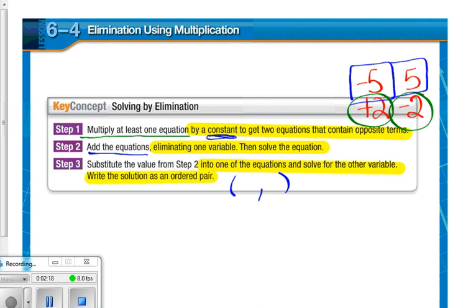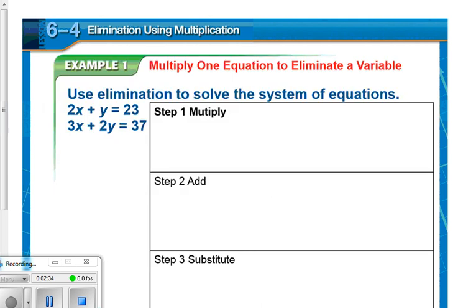Okay? So today, in this video, we're going to be following along the notes pretty strictly. I'll have another video, or we'll do it in class with all of the examples that you can work out. Okay? So let's start off with example number 1. Here we're going to use elimination to solve the system of equations. Okay? Do you see anything that looks different from yesterday?